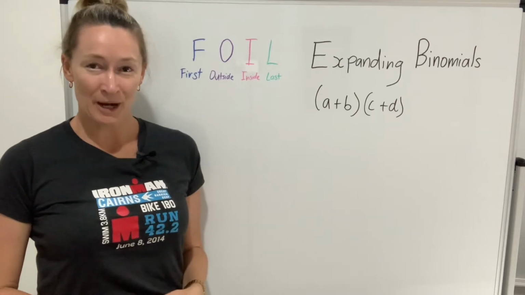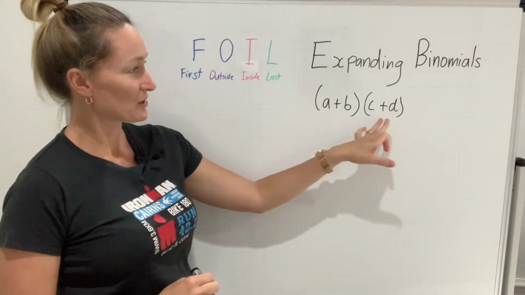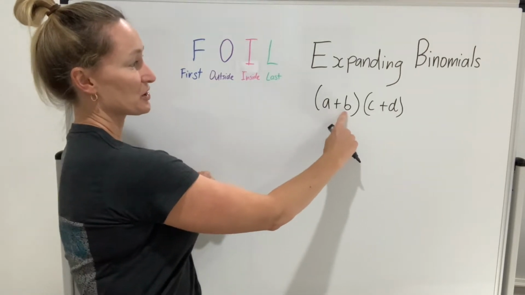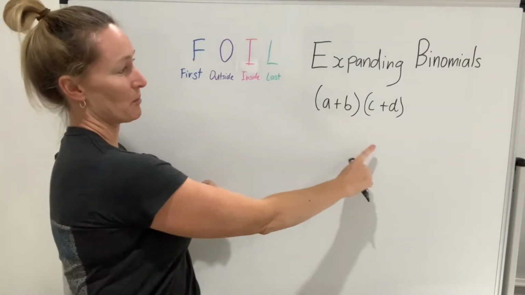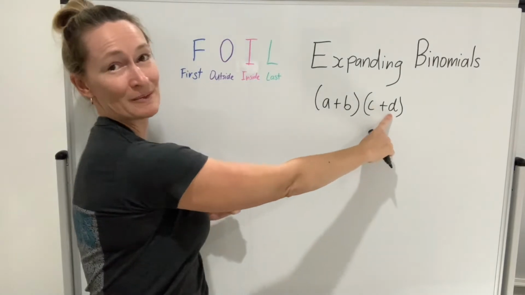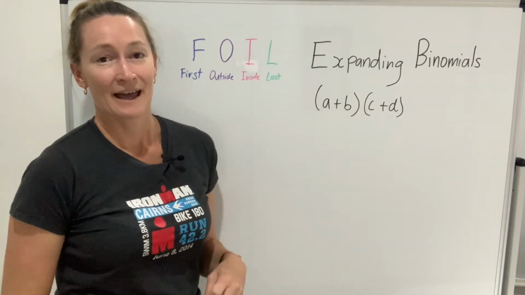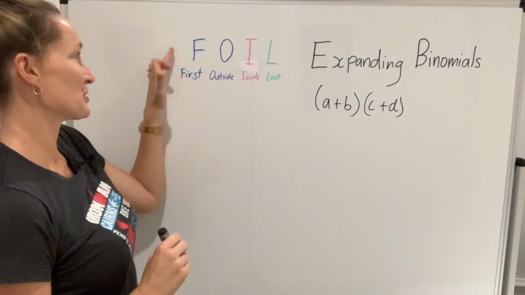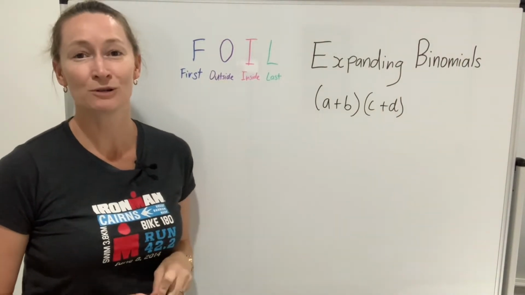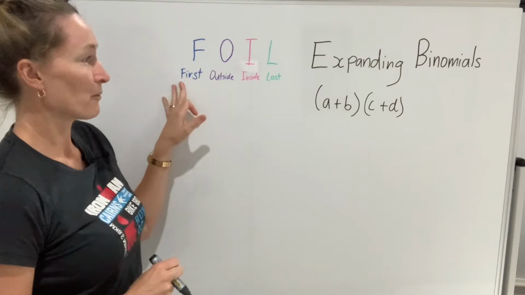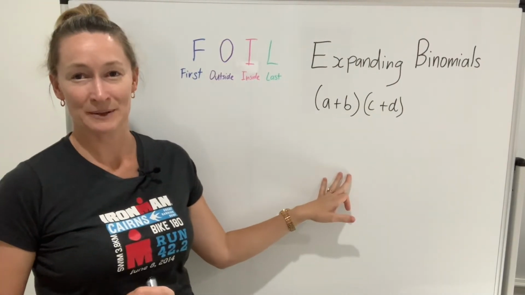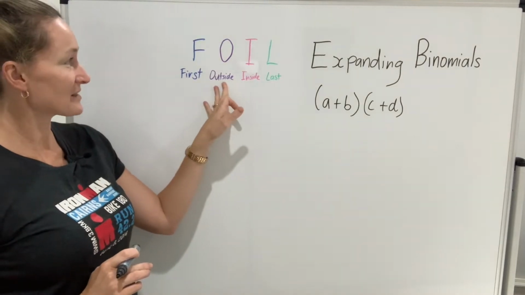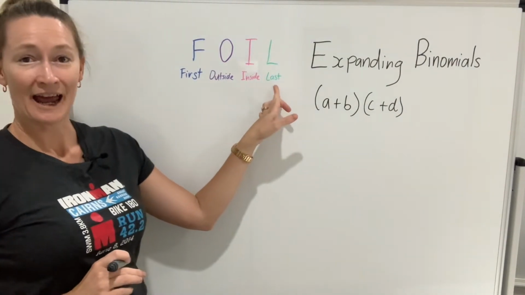When expanding binomials, we've got two sets of brackets, and what this means is the first two terms here will need to be multiplied by the two terms in the other set of brackets. And one way to make sure that you cover each of the terms is to use the FOIL method. So today we'll look at the FOIL method and what it means and how you can apply that to expanding binomials. So F is for first, we've got outside, inside, and last.